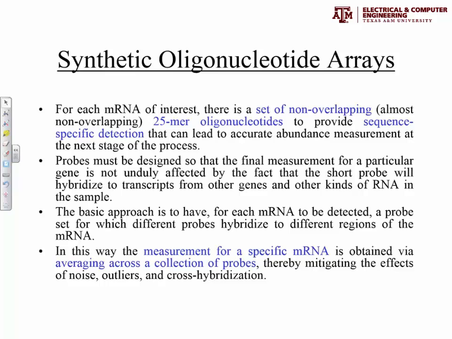So the basic approach is to have, for each messenger RNA to be detected, a probe set for which different probes will hybridize to different regions of the messenger RNA. In this way, the measurement of a specific messenger RNA is obtained via averaging across a collection of probes, thereby mitigating the effects of noise, outliers, and cross hybridization. And these companies that make these chips, like the Affymetrix chip, have their own proprietary algorithm for coming up with the expression intensity of the desired gene based on those measurements at the different spots, and they're not going to give that to you.